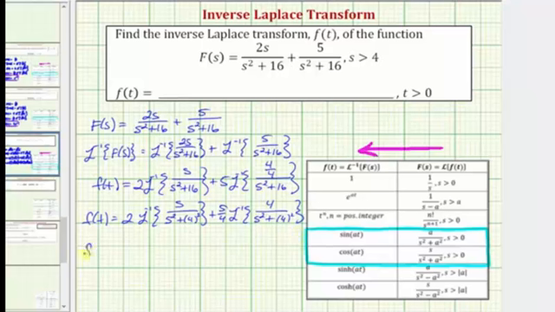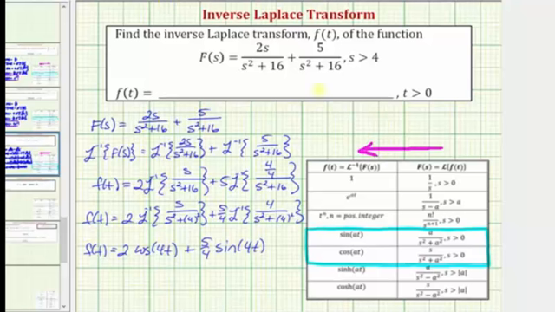Which means f of t is equal to 2 times this inverse Laplace transform, which again, because a is equal to 4, is equal to cosine 4t. Then we have plus 5/4. This inverse Laplace transform is in this form where a equals 4, so the inverse Laplace transform is sine 4t. So we have 5/4 sine 4t.